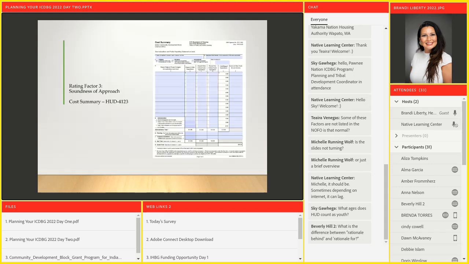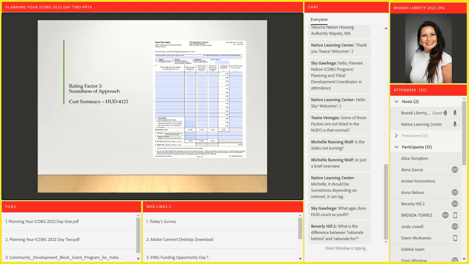So this is an example of what the cost summary, the 4123, looks like for HUD. I know it's kind of hard to see. Crystal, is there a way to make this a little bigger? Unfortunately, no. Okay. It seemed like the slides were bigger yesterday. Sorry, I don't know. Yeah, no, there's no way to zoom in, unfortunately.